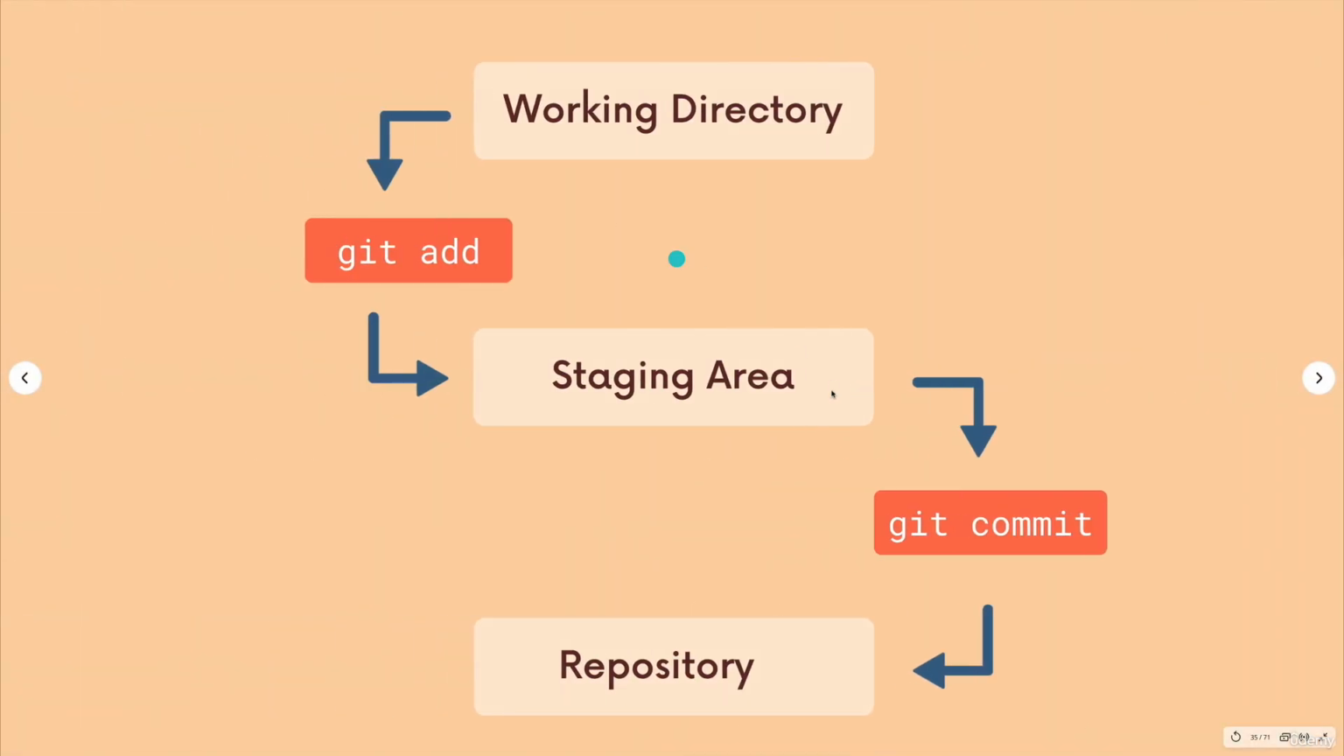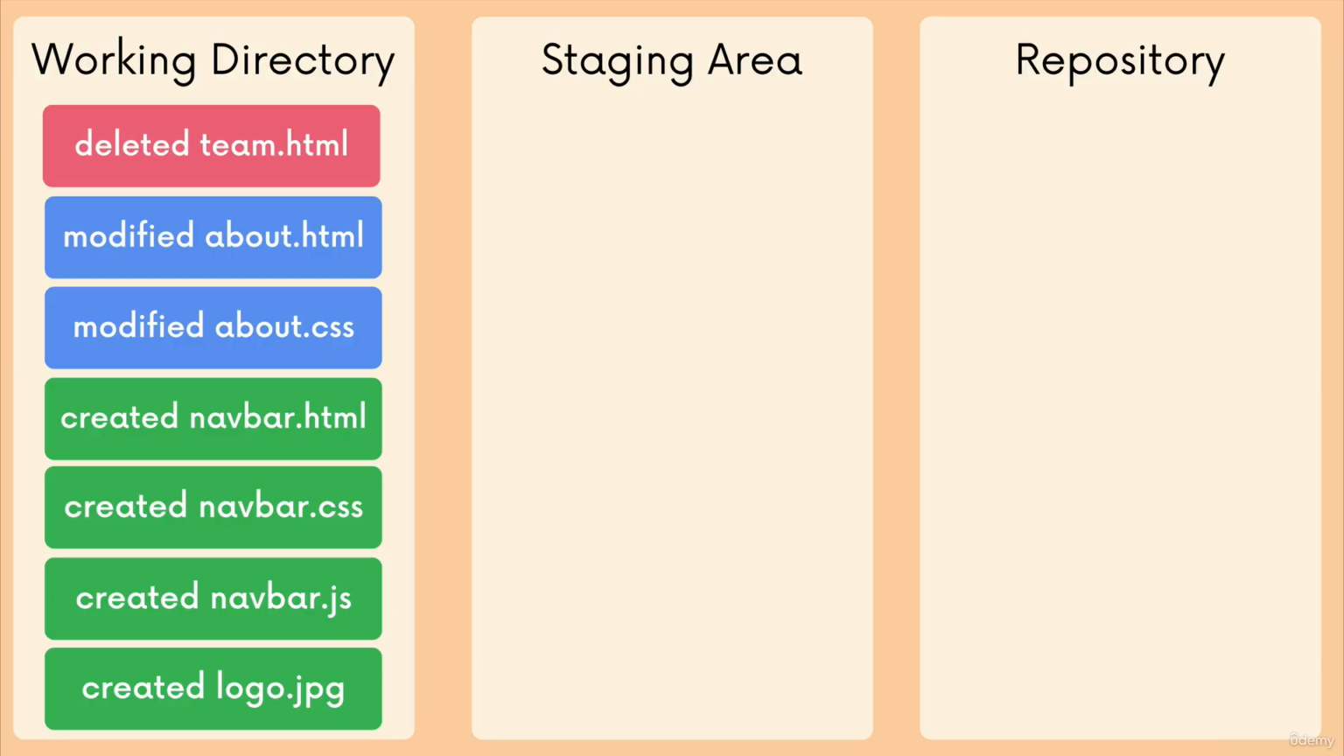And then there's this intermediate thing, this zone, again, not a physical location, the staging area. And this is where we add our changes before we make a commit. So here's another flavor of diagram. We have those 3 terms: working directory, staging area, and repository.